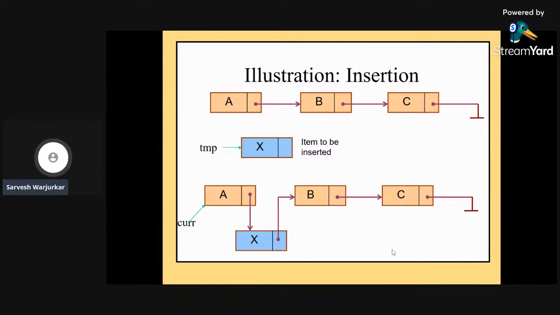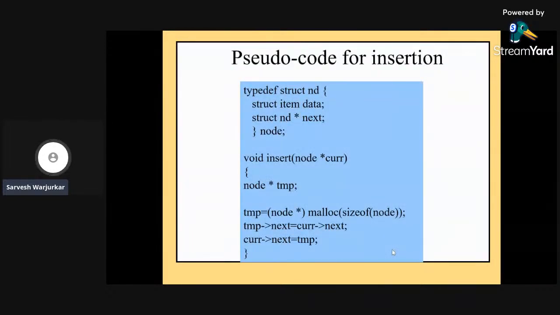This is a simple illustration of a linked list. The pseudocode for insertion is a simple way. To add a new element into the linked list, we have to identify the size along with malloc. That is the size of a node.